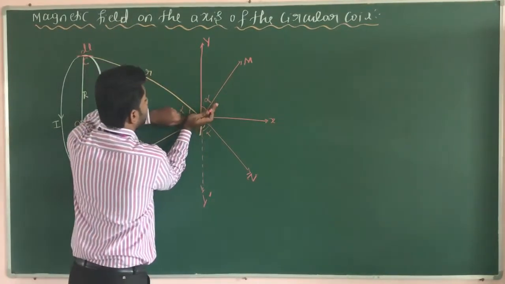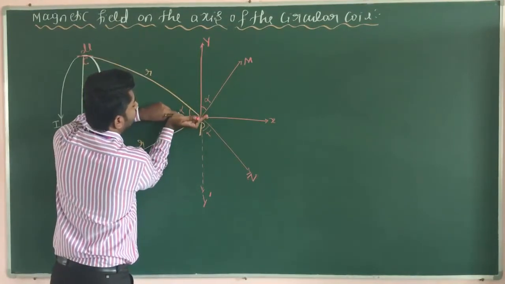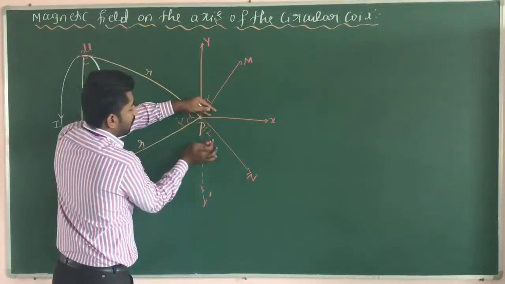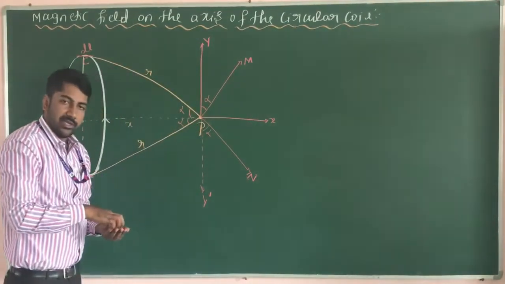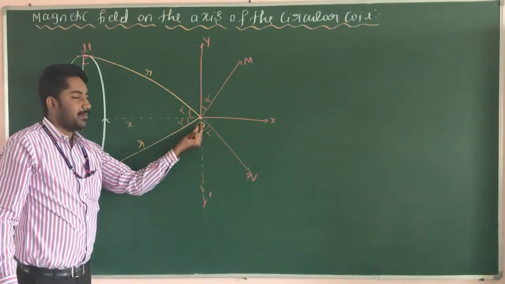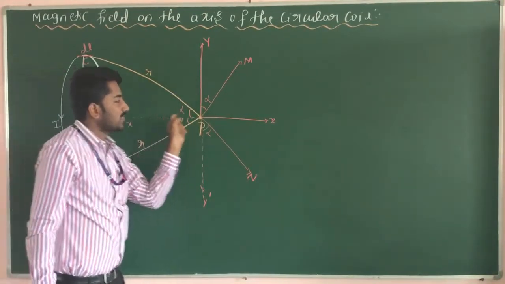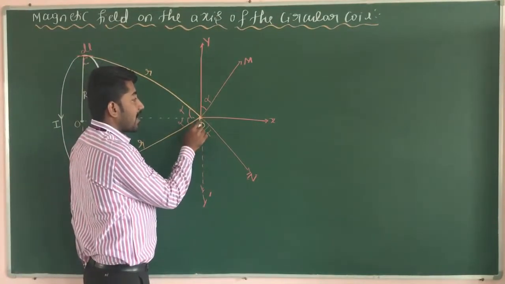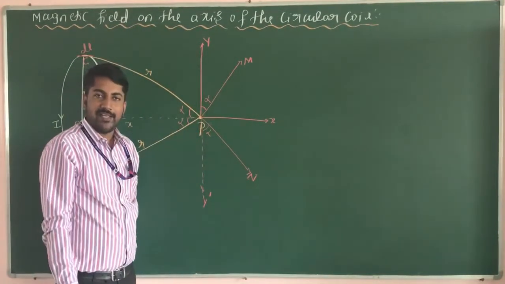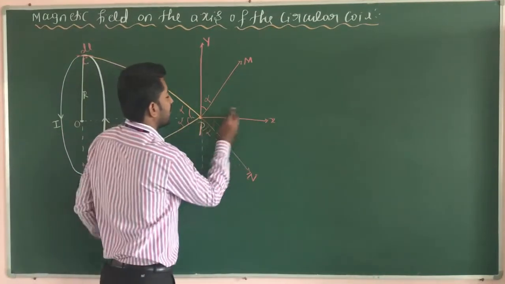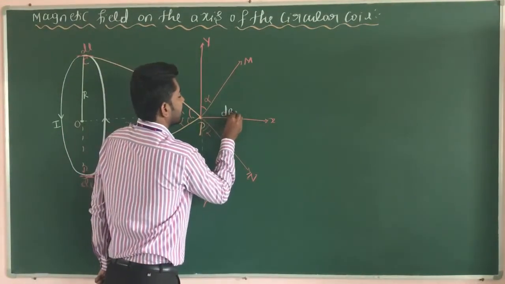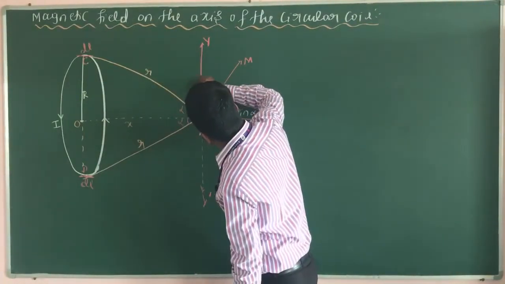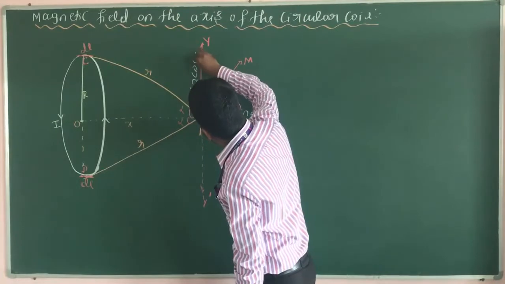The angle between these two elements, they are perpendicular to each other. When the magnetic field at this point P is resolved into two components along the x-axis and y-axis, we get dB sin alpha along the x-axis and dB cos alpha along the y-axis.